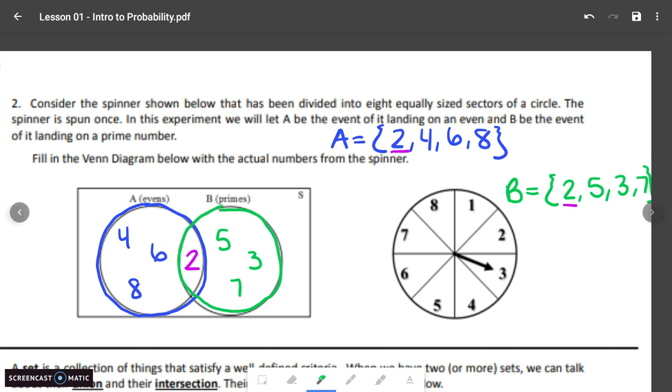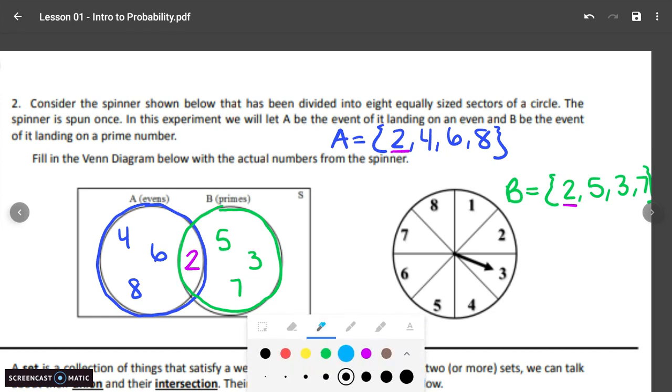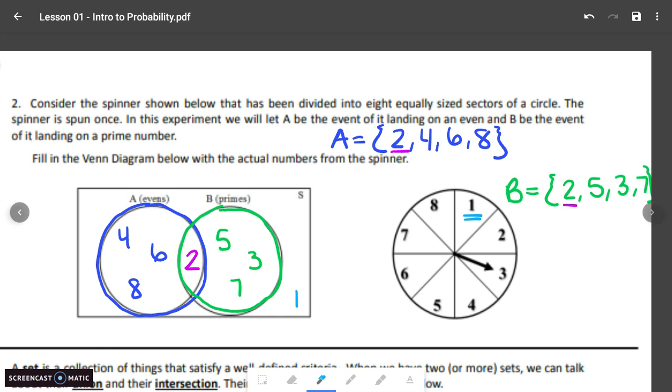But then there's still one number we're missing, right? If I look at all those numbers, I see 1, 2, 3, 4, 5, 6, 7. There was one that was neither, and the one that was neither here is 1. So that goes on the outside of the circles, but still inside the box, because it's still a part of the total sample space, right? 1 through 8 was our sample space, so it's in the total number there. So we still include it in the picture.